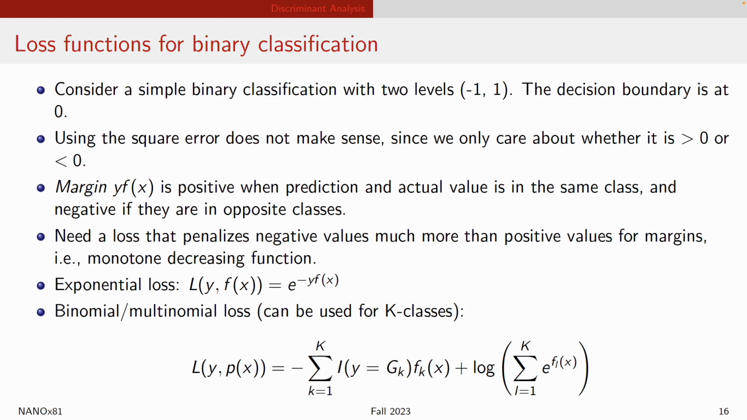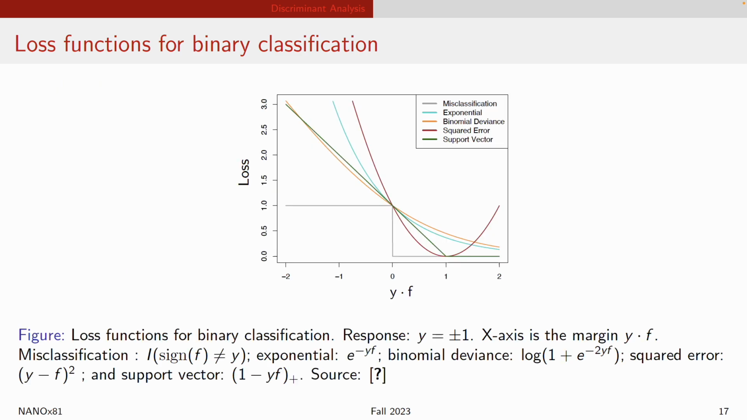There are also other loss functions that you can use when you don't have just a simple binary classification problem. So for example, if you have k classes, you can define what is called the binomial or multinomial loss, okay? So in this case, this takes on this expression that you see right here, where you essentially define the loss with respect to classification in different categories, okay?